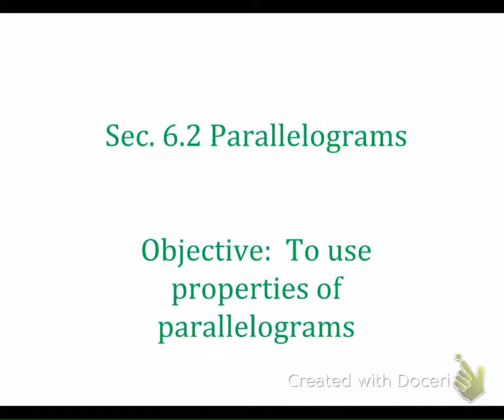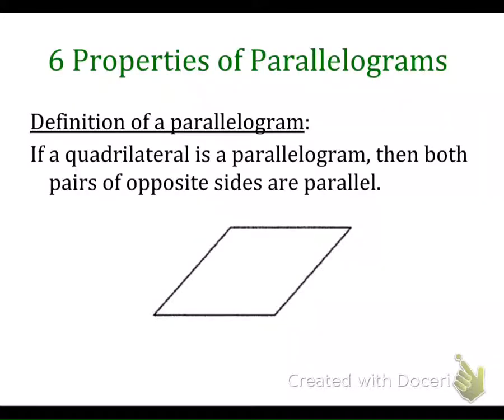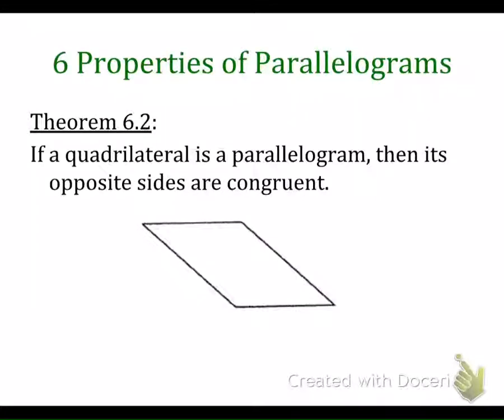Alright, section 6.2, parallelograms. The objective is to use properties of parallelograms. So the definition of a parallelogram: if a quadrilateral is a parallelogram, then both pairs of opposite sides are parallel, meaning that they won't ever hit. If a quadrilateral is a parallelogram, then its opposite sides are congruent.